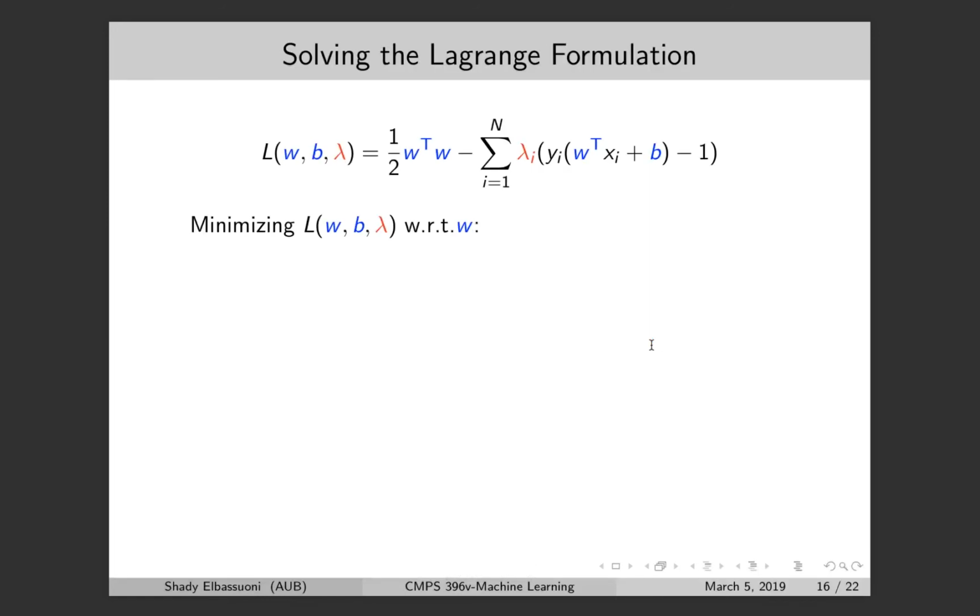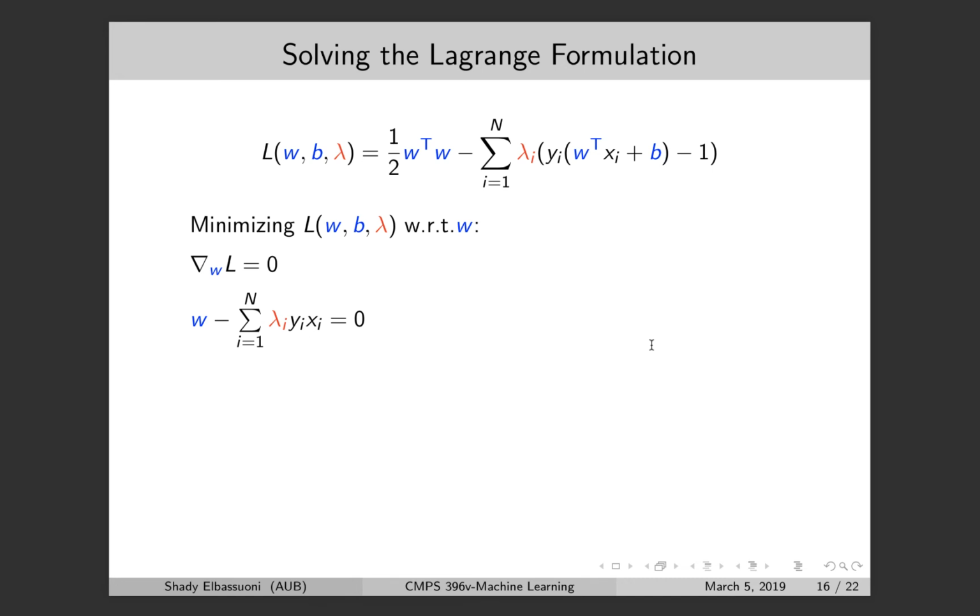So how do I minimize this loss function with respect to W? I differentiate with respect to W and equate to 0. So I take the partial derivative of the loss function with respect to W and equate to 0. Let's do that. I have half W transpose W. That's as if I'm saying half W squared. So it becomes half times 2W. The 2 cancels the half and I get W.